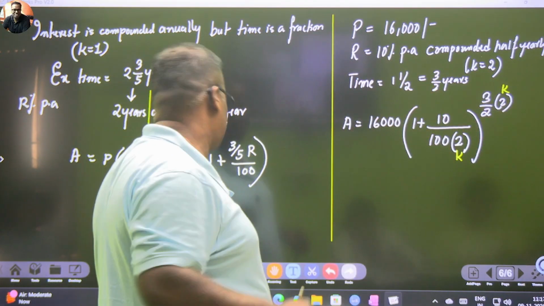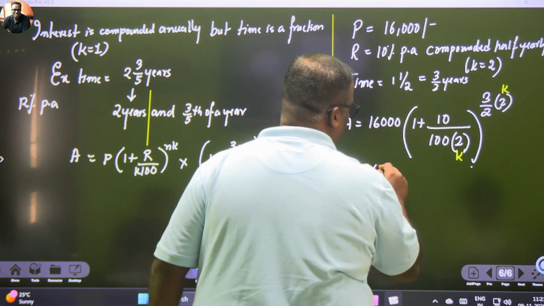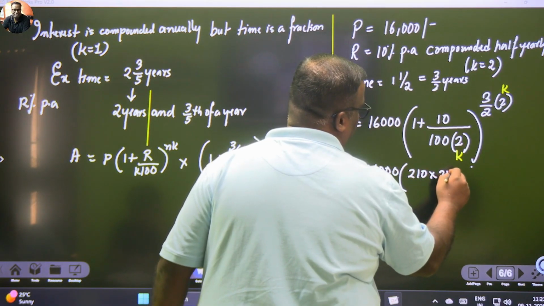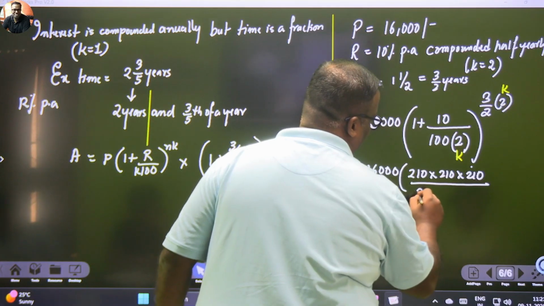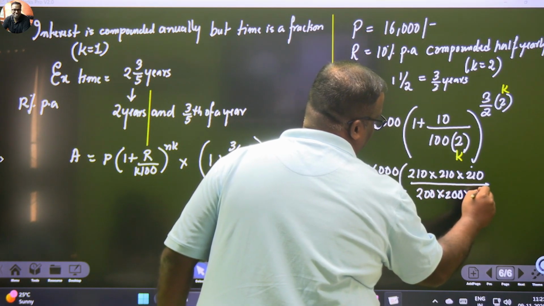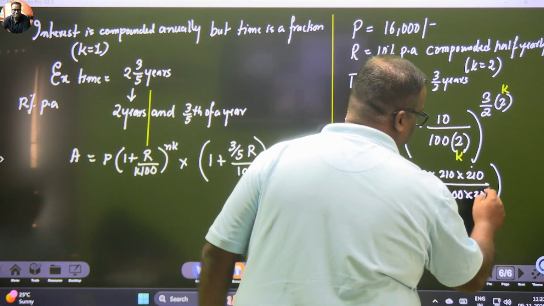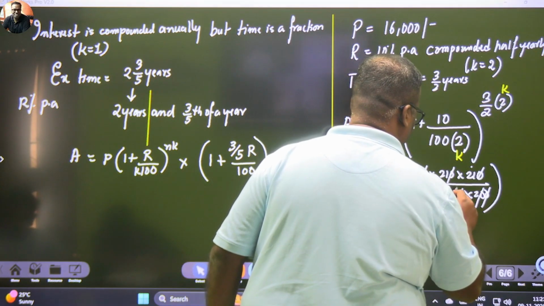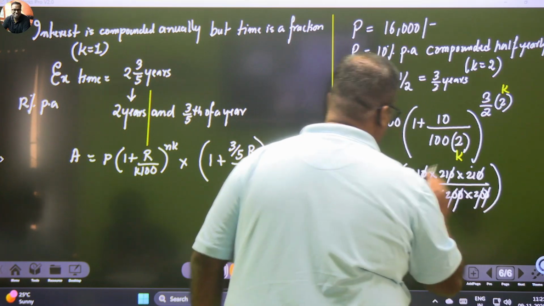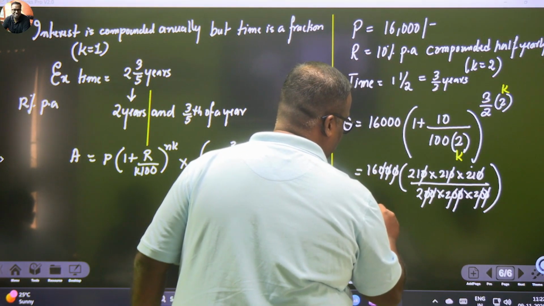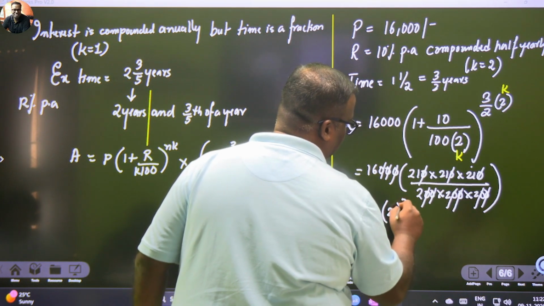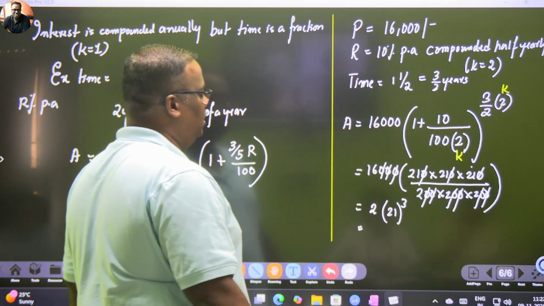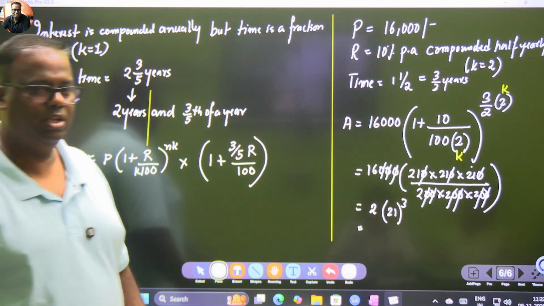Now this will give you the right answer straight. This is 16,000 and this will be 210 into 210 into 210, that is 200 into 200 into 200. This and this gone, this and this gone, this and this gone. And then I'm left with 3 of them. 2, 3, 1, 2, 3, 2, 2 is 4, 2 is 8, 8 2s are 16. So this becomes 2 into 21 cube. Right? 2, 2 is 4, 2 is 8, 8, 2 is 16. 21 cube. So would you like to do 21 cube by formula or directly?